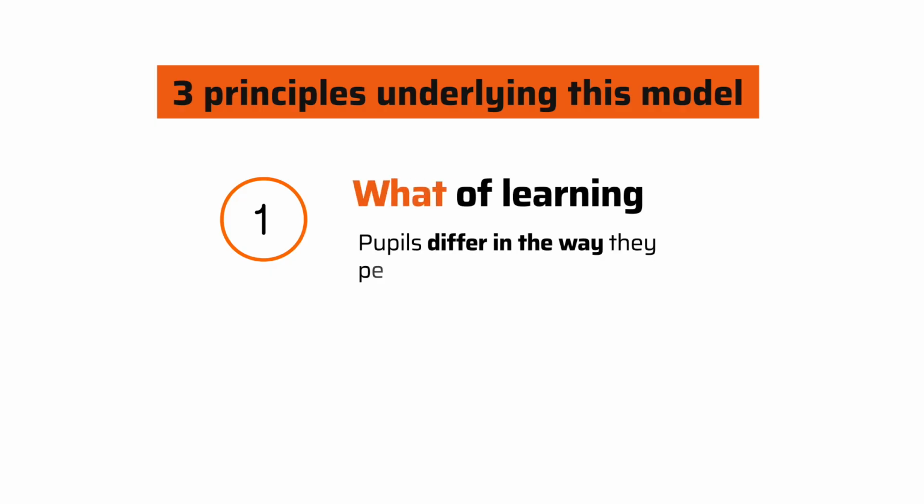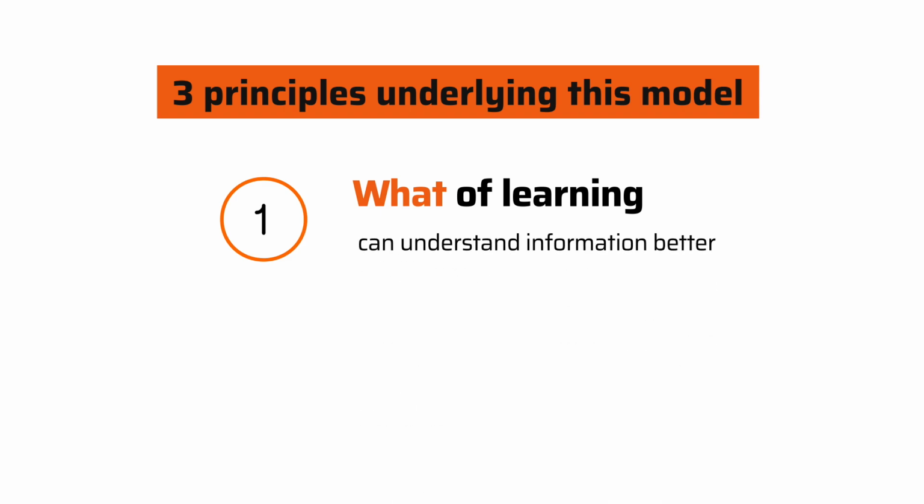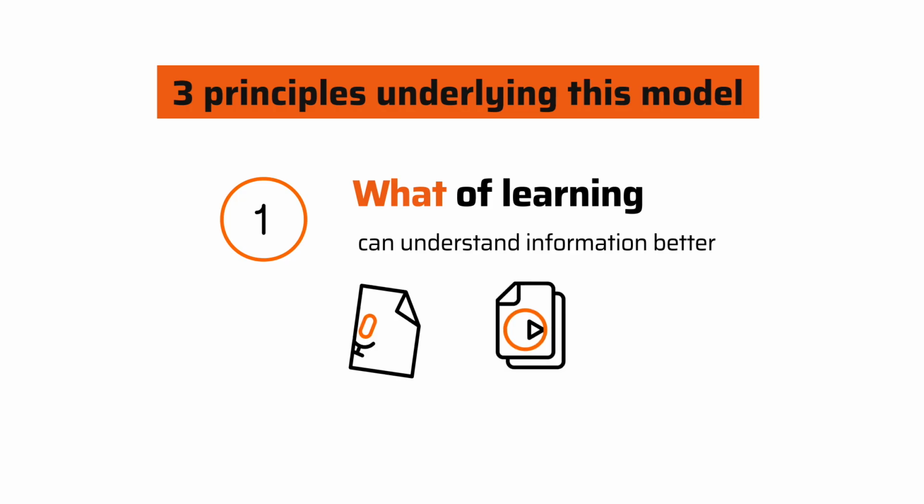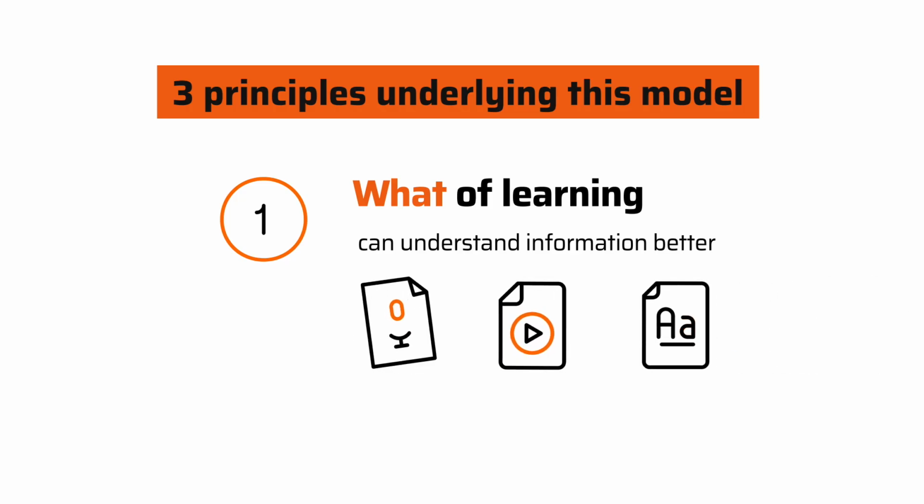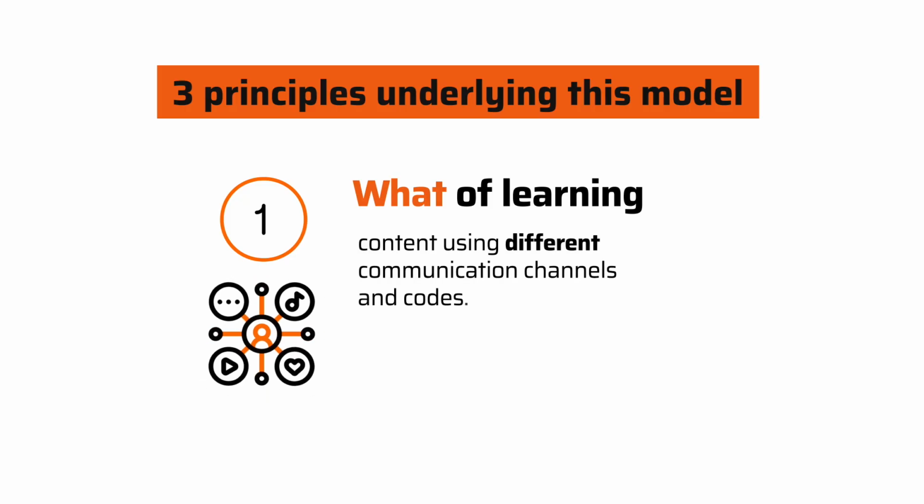Pupils differ in the way they perceive information, and each has his or her own learning style. Some pupils, for example, can understand information better through audio and video than through written text. It is therefore essential to present content using different communication channels and codes.